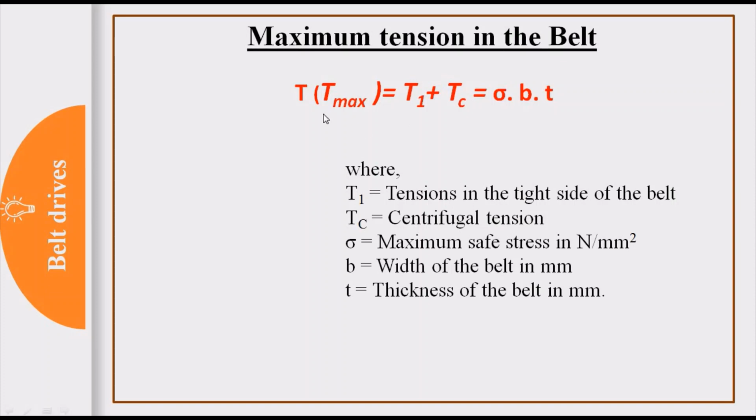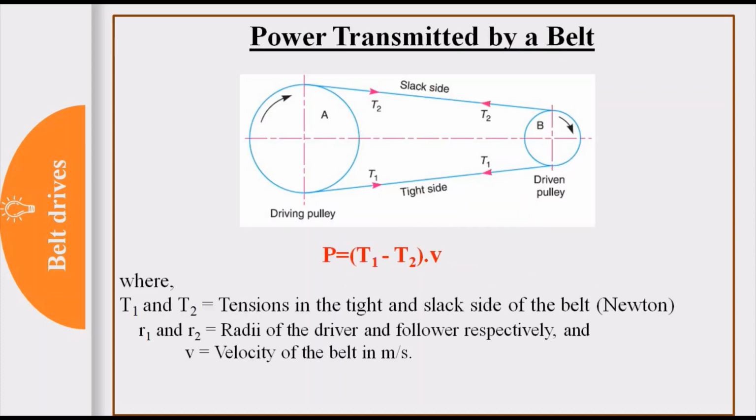Now this maximum tension will act as a force. If we consider the stress value, then T will be sigma into Bt, that is, the cross section area of the belt. If T is a force, force is equal to stress into area. So stress into area, that is B into t, where B is the width of the belt and t is the thickness of the belt. Based on this formula, there may be small numericals in the exam which will be easy to solve. Okay. Now next is the power transmitted by the belt.